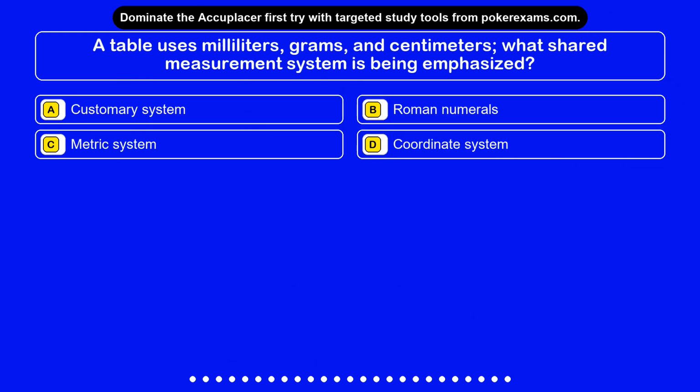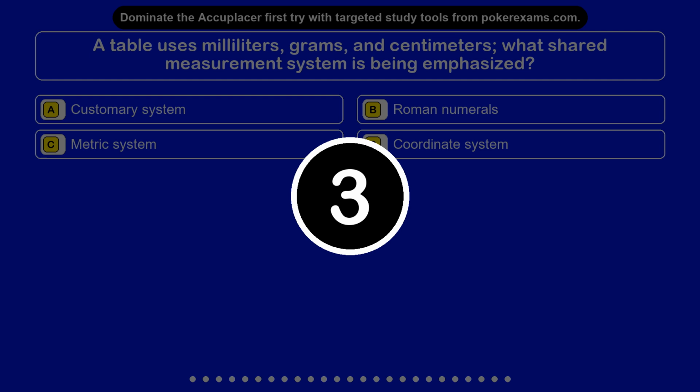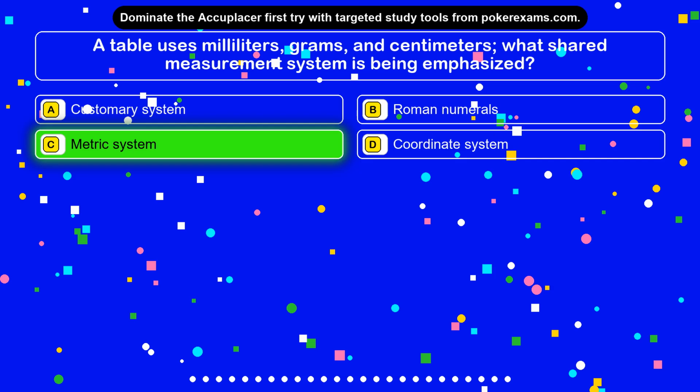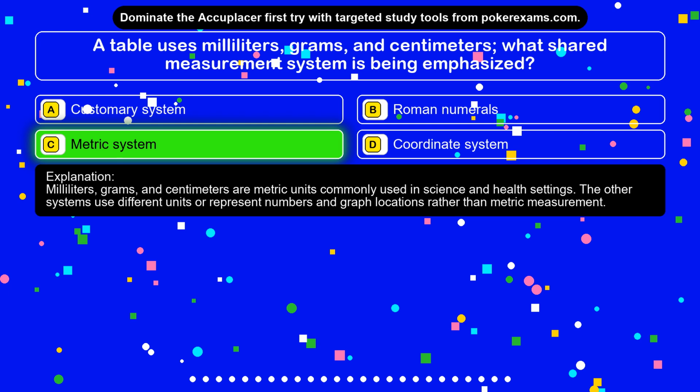Question 25. A table uses milliliters, grams, and centimeters. What shared measurement system is being emphasized? Option A, customary system. Option B, Roman numerals. Option C, metric system. Option D, coordinate system. The correct answer is option C, metric system. Milliliters, grams, and centimeters are metric units commonly used in science and health settings. The other systems use different units or represent numbers and graph locations rather than metric measurement.